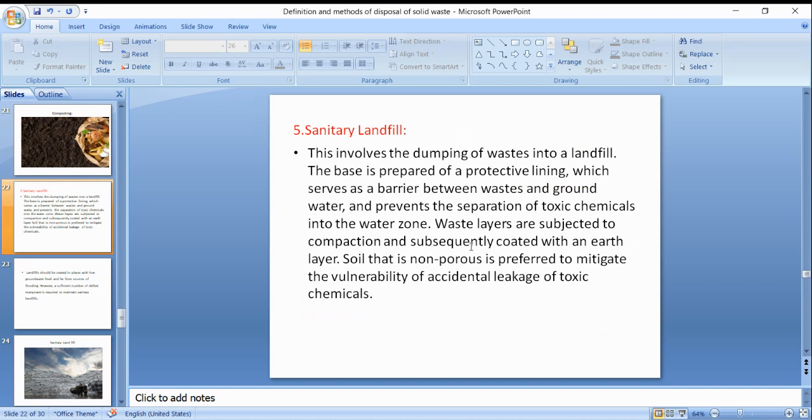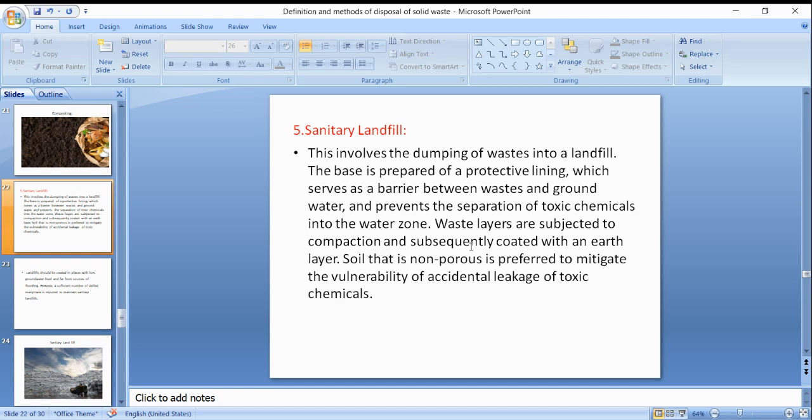Next comes sanitary landfilling. We have seen the incineration process and the composting process. Here we are seeing sanitary landfilling. This involves the dumping of waste into a landfill. The base is prepared with a protective lining. Before dumping waste into the land, a protective lining should be provided so that it acts as a barrier between the waste and the ground.